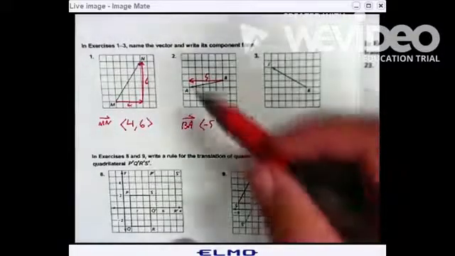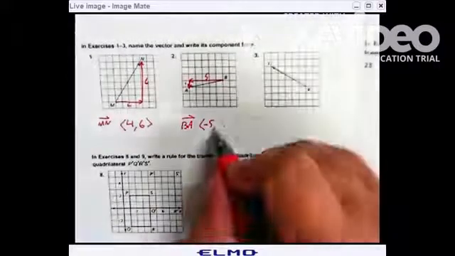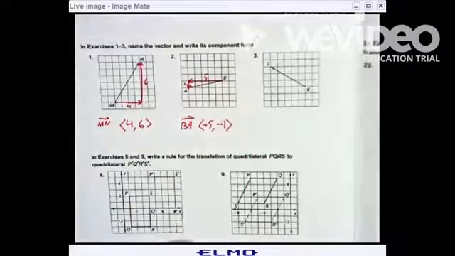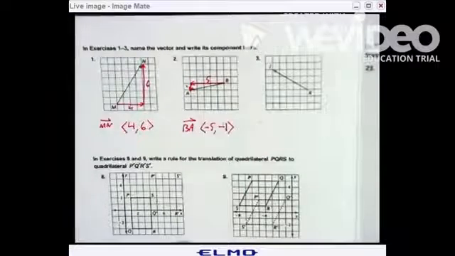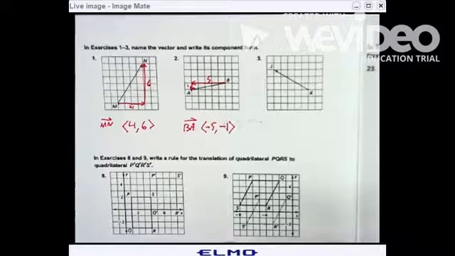The vertical component, well, we would go down 1. And so to show we're going down, we're going to do negative 1. All right. So if you move to the left, it's negative. If you move to the right, it's positive. If you go up, it's positive. Down is negative. Let's take a look at number 3.